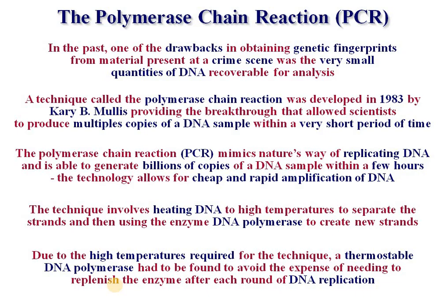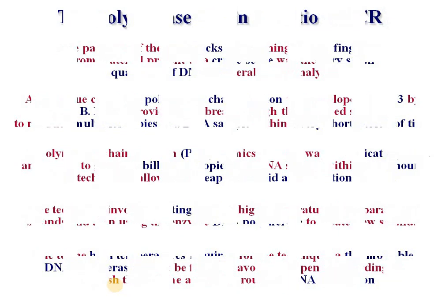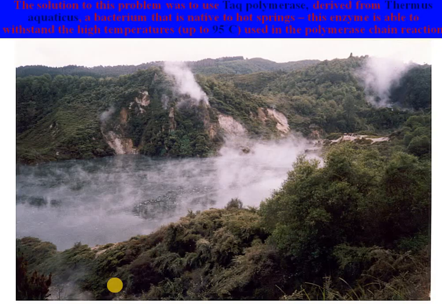So the technique is in vitro, and it involves heat. So normal DNA polymerase will not operate in this reaction. You will require thermostable DNA polymerase. So Taq DNA polymerase, obtained from Thermus aquaticus, which is a heat stable DNA polymerase, led to the invention of this.